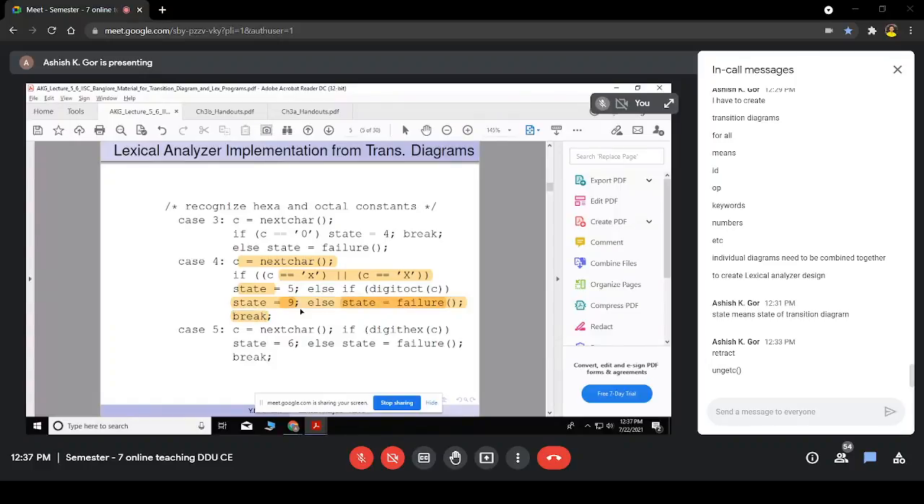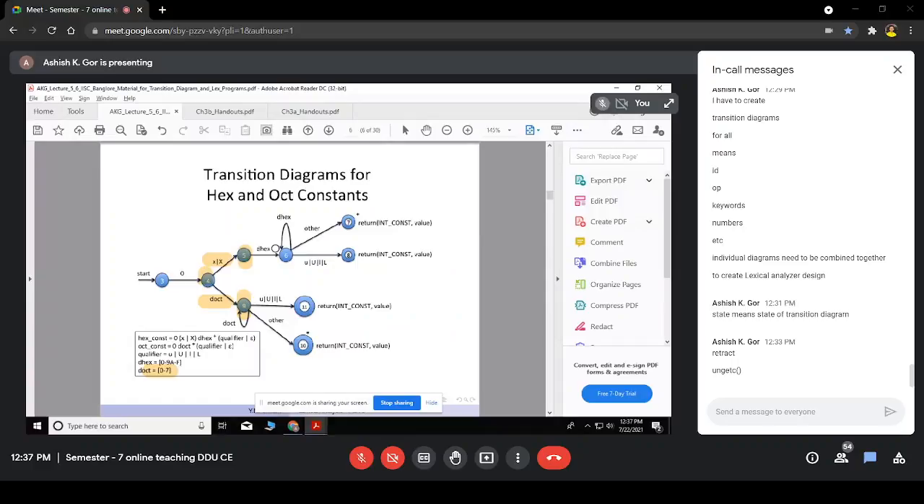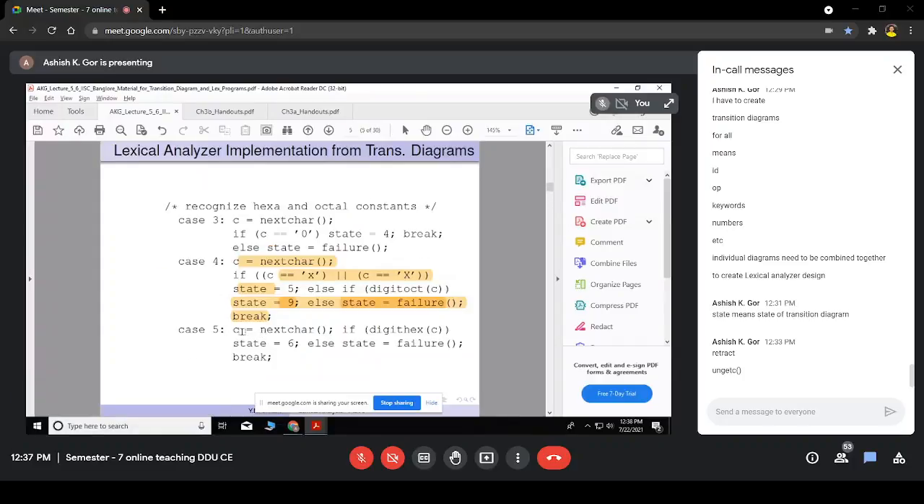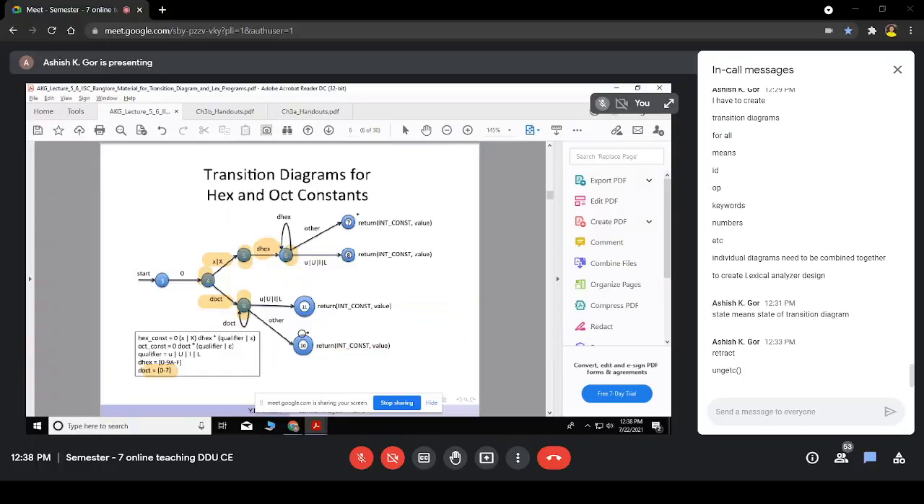Same way from 5 also, that is how you have to implement. From 5, you should have a hexadecimal digit, then you will move to 6, otherwise failure, then break. Same way, in 6 there should be a hexadecimal digit; on others you go to 7, where you will return this. If U or capital U or L, then also you will return integer constant.